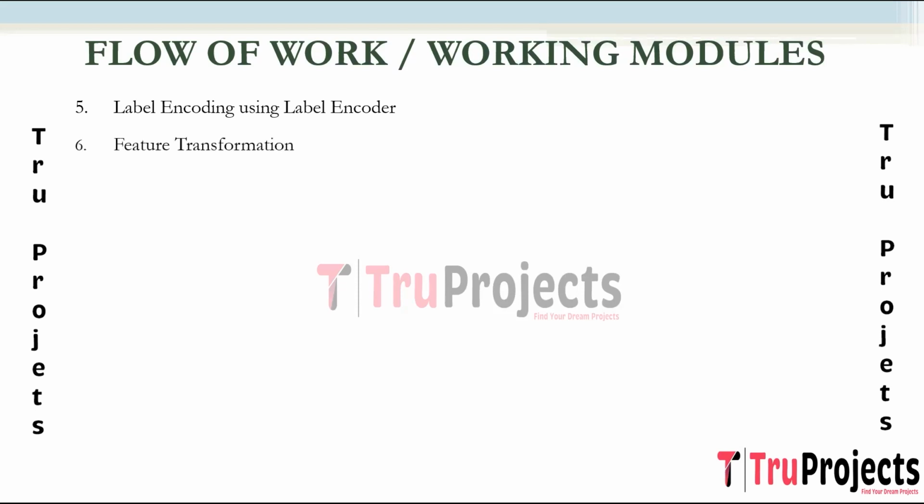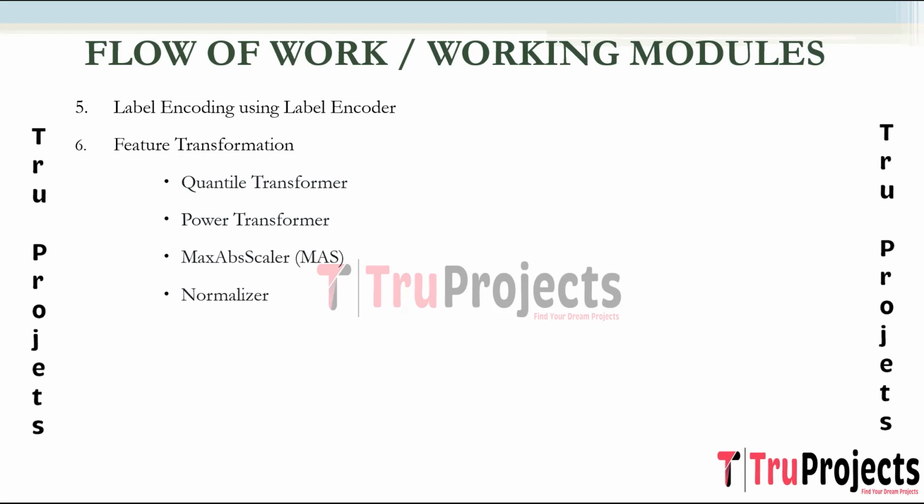Coming to feature transformation, quantile transformer, power transformer, MaxAbs scaler, and normalizer are the techniques used for feature scaling and transformation. Feature scaling ensures that all features are on a similar scale, which can improve the performance of certain machine learning algorithms. The next step is splitting the data into train and test sets.